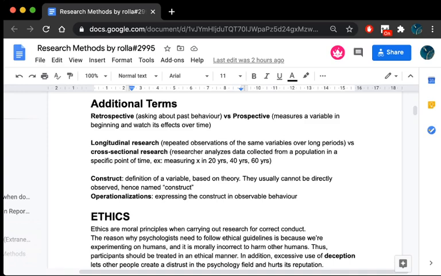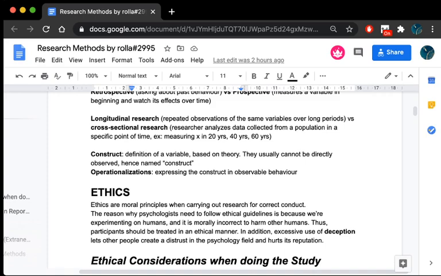Well, for cross-sectional research, they usually analyze the data collected at once, but in different stages of life. So, for example, they measure how much people are smoking, and they measure it per age difference. So, from 10 to 20, and then 20 to 30, 30 to 40, and etc.